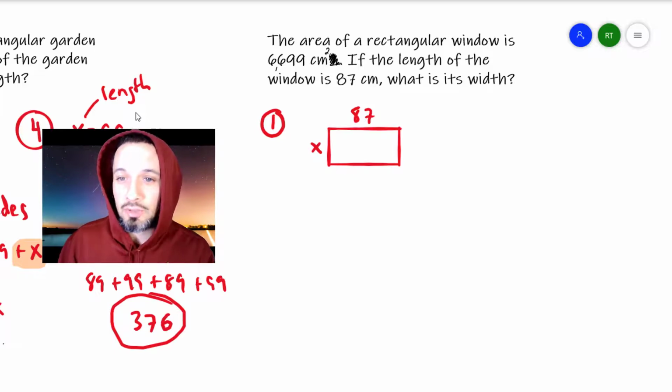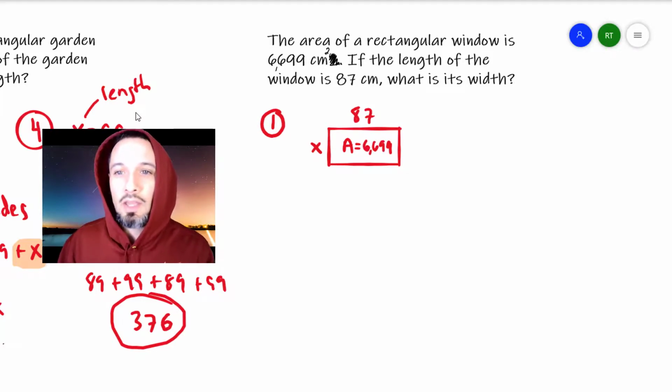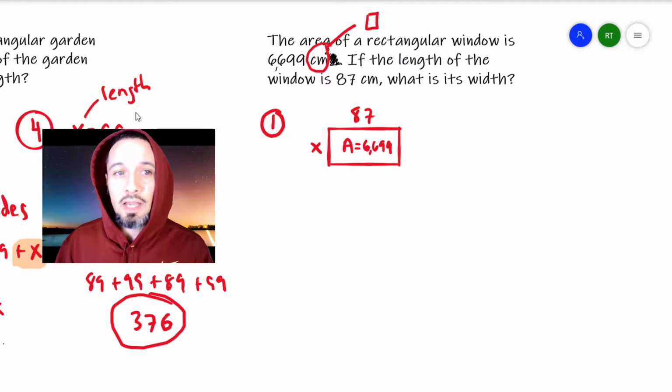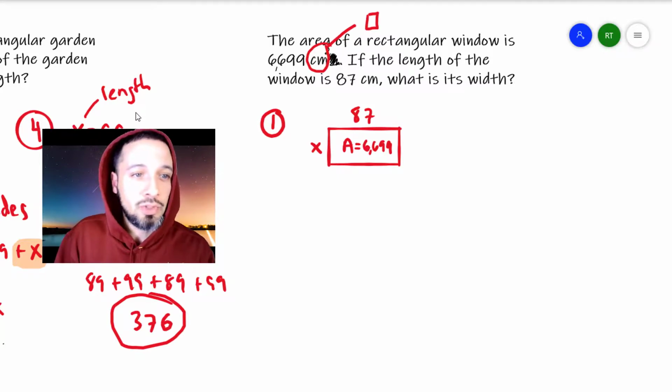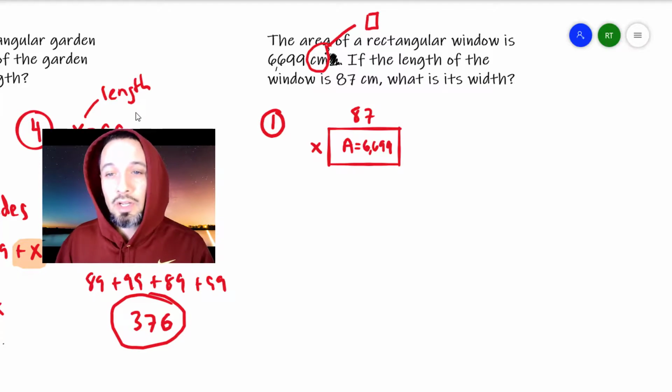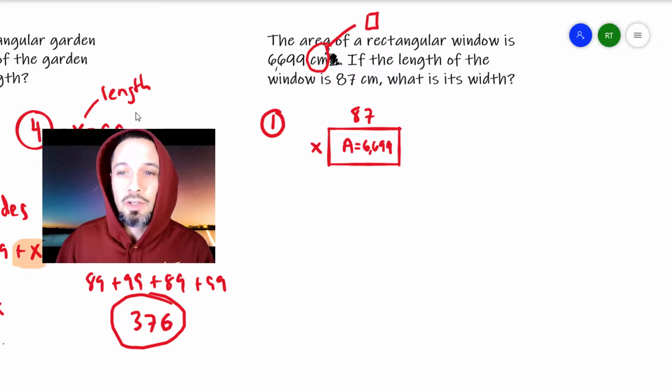And they also told us that the area is equal to 6699. So that's centimeters squared. And notice the square centimeters, this little note: we're talking about the number of squares that fit inside. In the previous problem, we were talking about just meters. Meters is a length. Centimeter squares, we're talking about how many squares fit inside this figure. So it's an area. That's all the notes for step one.